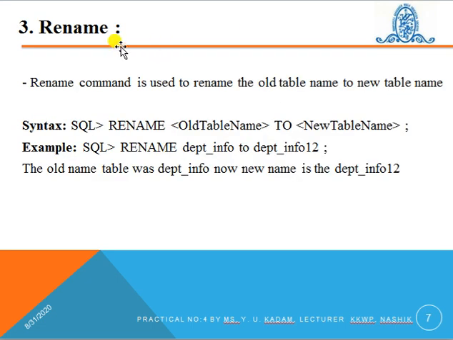Then we have the rename command. Rename command is used to rename the old table name to a new table name. It means to give another name to the table, we are using the command rename. It is used like this: rename old table name to new table name. So I am giving the name as rename department info to dpt info 12. So my new name to the table is dpt underscore info 12.